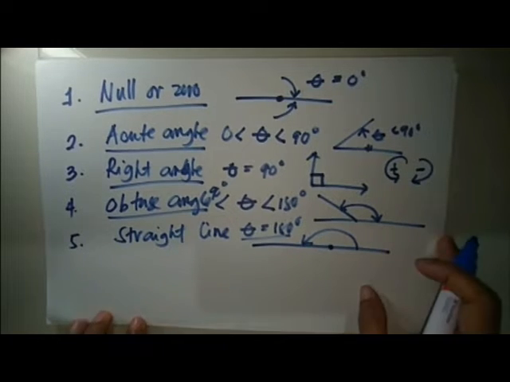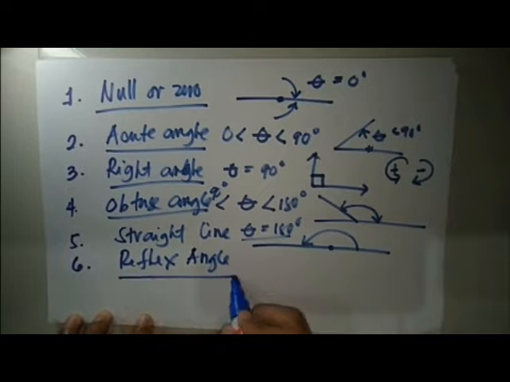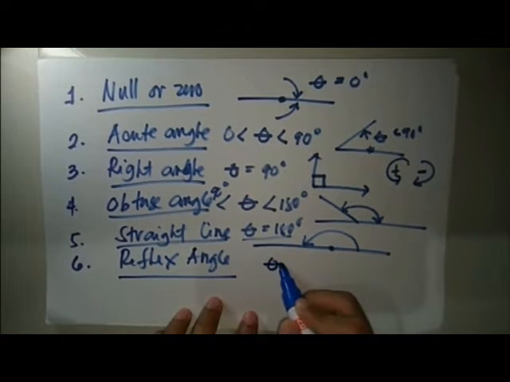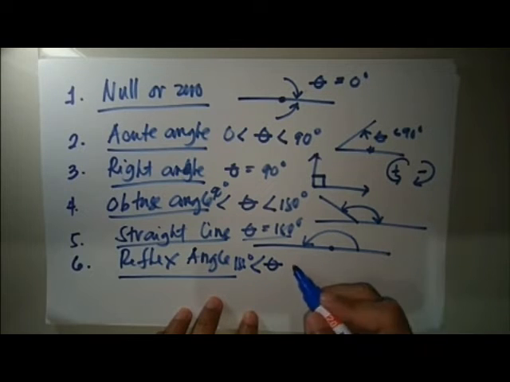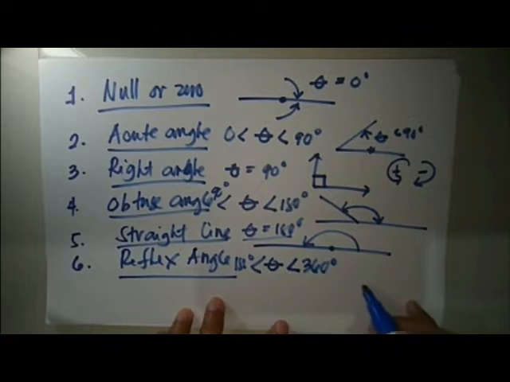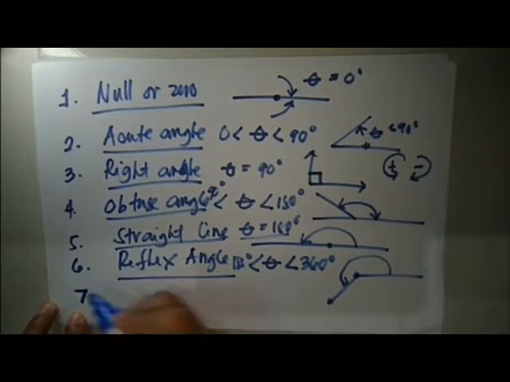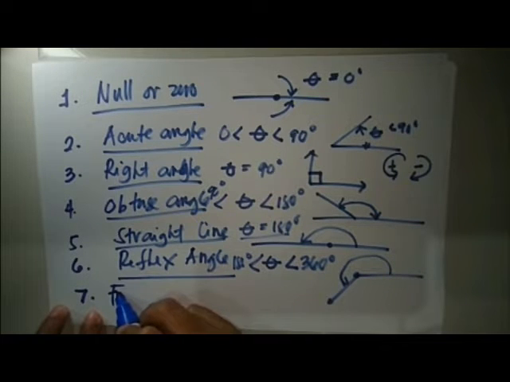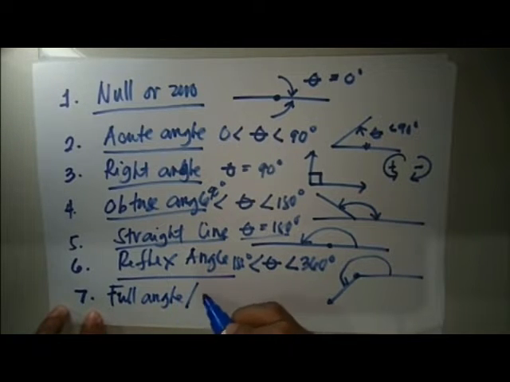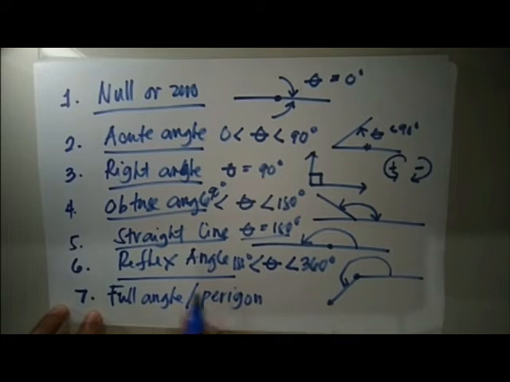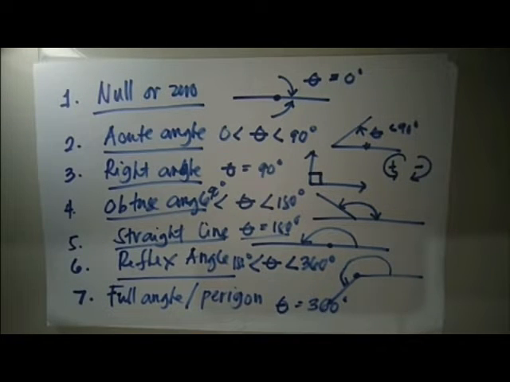From the terminal side, you have the sixth. A reflex angle is an angle greater than 180 degrees but less than 360 degrees. For example, you have this, greater than 180, so it's a reflex angle. The seventh is the perigon, or full angle. You have a full angle if your angle is equal to 360 degrees. Those are the different types of angles according to their measure.